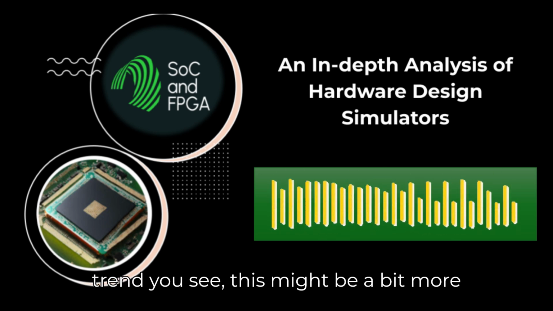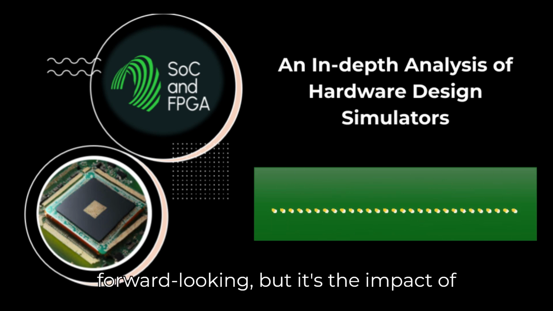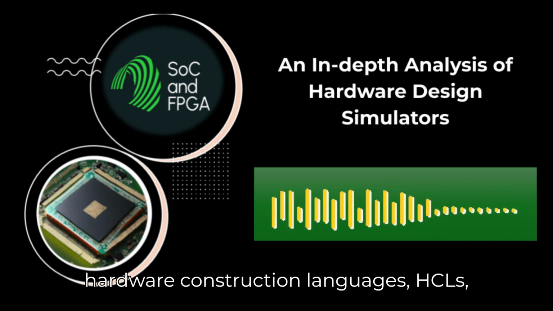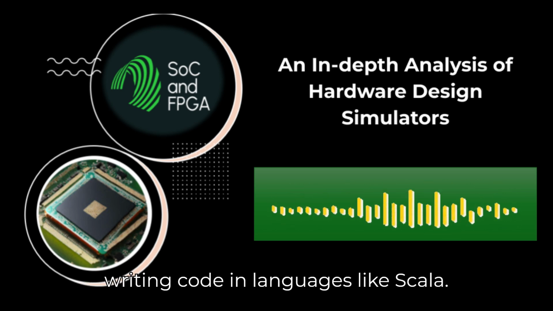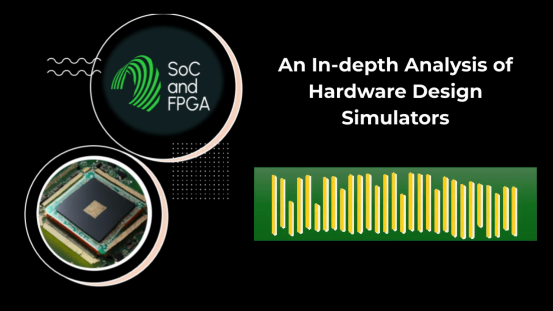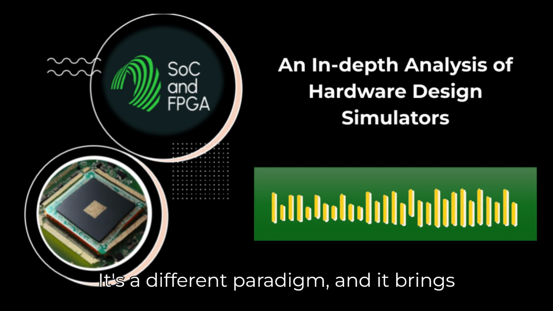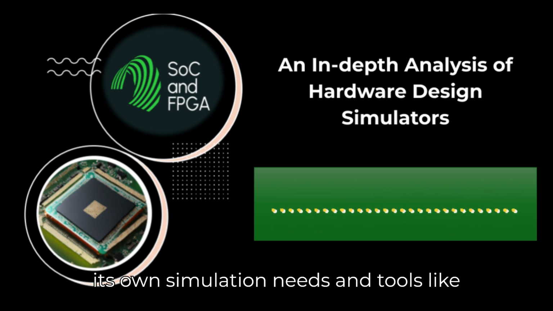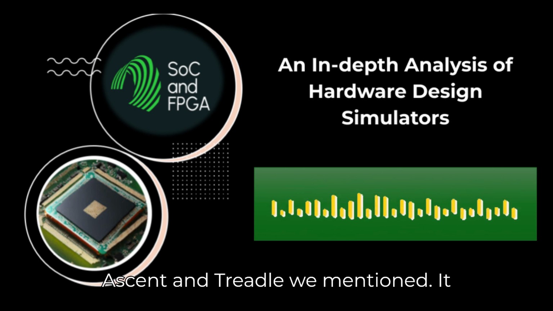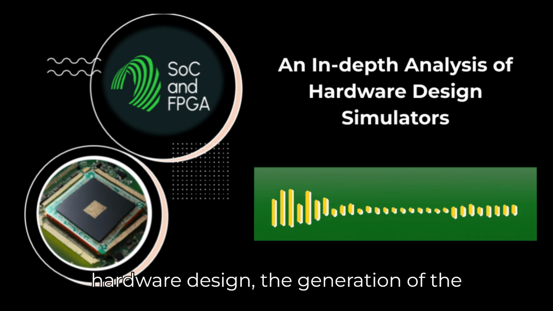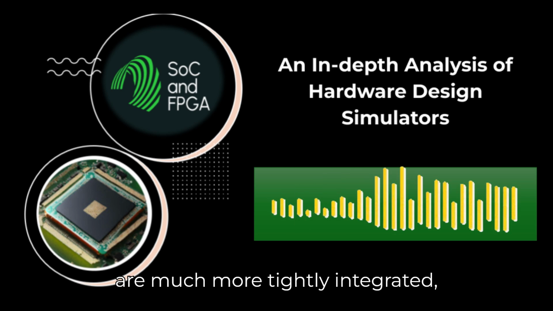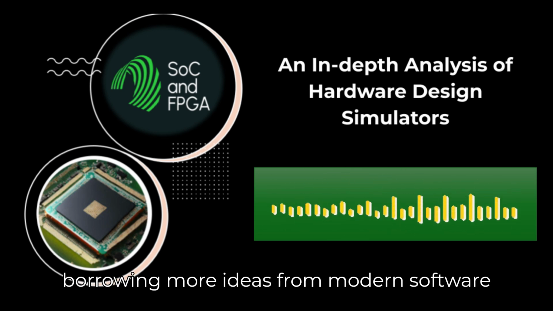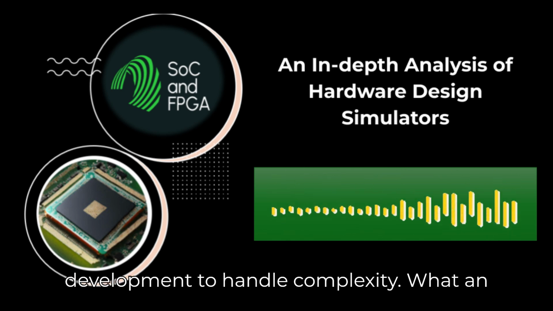And the last trend you see? This might be a bit more forward-looking, but it is the impact of hardware construction languages, HCLs, things like Chisel, designing hardware by writing code in languages like Scala. It's a different paradigm. And it brings its own simulation needs and tools, like Essent and Treadle we mentioned. It points towards a future where maybe hardware design, the generation of the hardware description, and its simulation are much more tightly integrated, borrowing more ideas from modern software development to handle complexity.